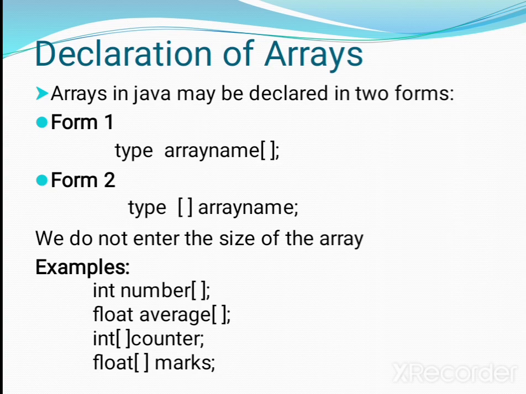Declaration of arrays. Arrays are declared in two forms, Form 1 and Form 2. Type is the data type. Array name is the name of the array. In Form 1 and Form 2, we do not enter the size of the array. Here are some examples.